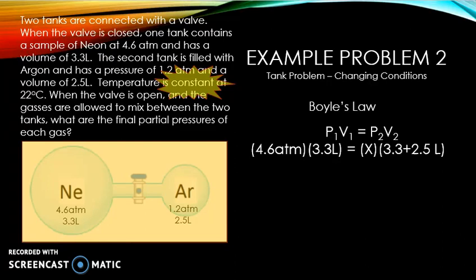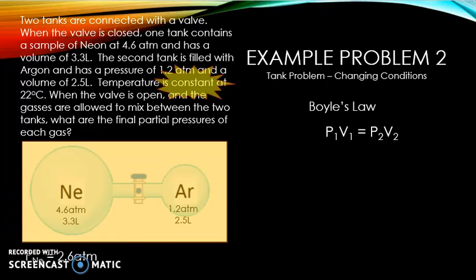Now this looks like a math problem that I can plug and chug. First I'm going to add together those two volumes and condense that back to 5.8 liters, and then do a little algebra to solve for X. When I do, I find out that my P2 equals 2.6 atm. In other words, the partial pressure of the neon is 2.6 atm. That's one of the two answers that I needed for this problem. So I'm just going to list it underneath my neon gas.